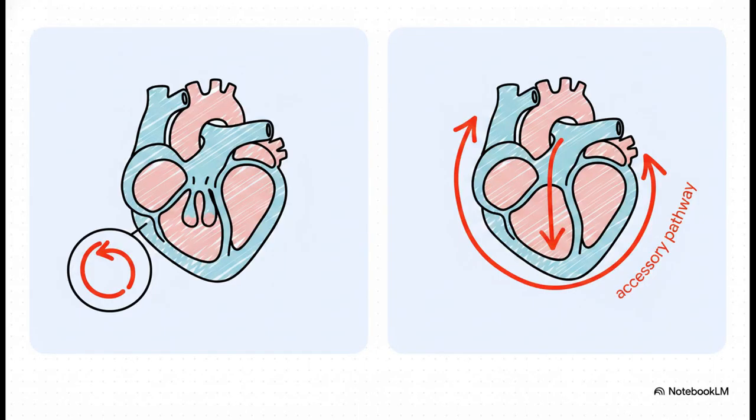In AV nodal reentrant tachycardia, that's AVNRT, the whole short circuit, the whole reentry loop, is tiny and contained completely within the AV node itself. But in AV reentrant tachycardia, or AVRT, the circuit is bigger. The impulse travels down the normal way, through the AV node, we call that anterograde, but then it finds a shortcut, an extra wire called an accessory pathway, to travel back up to the atria, that's retrograde, and start the whole loop all over again.